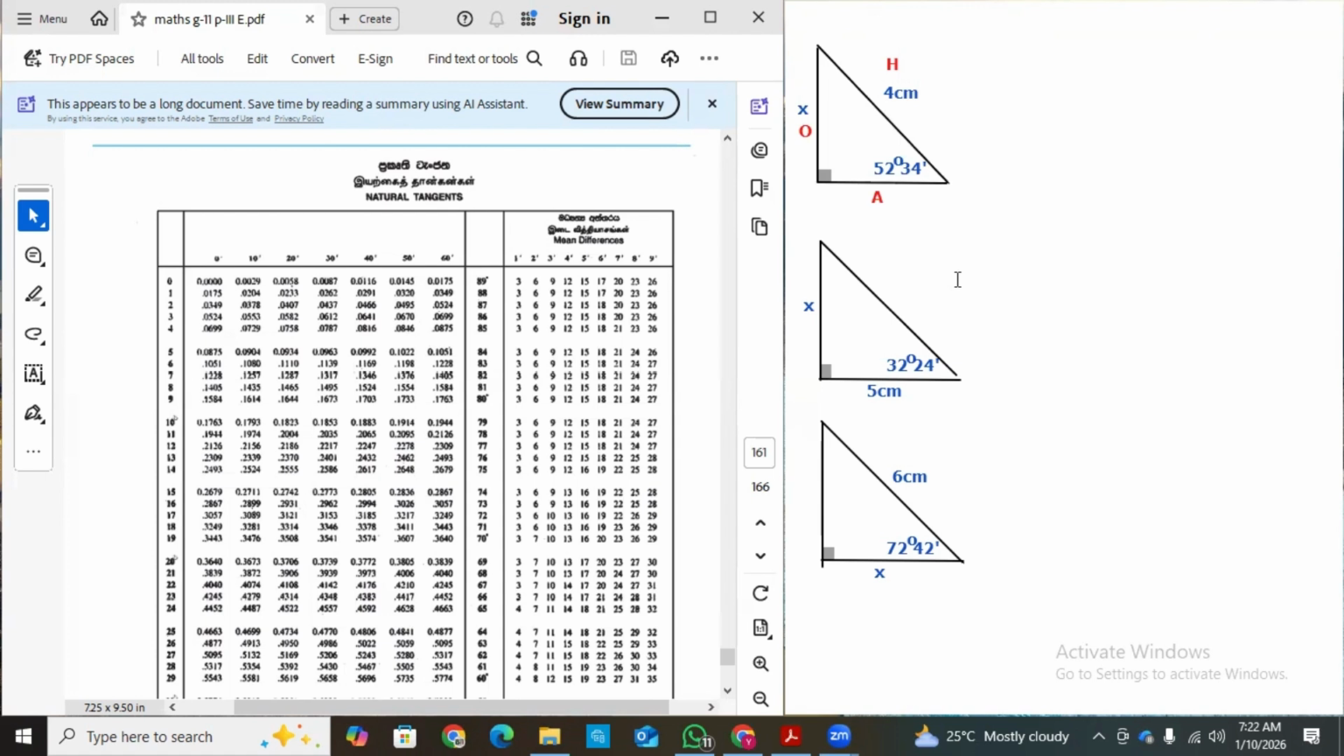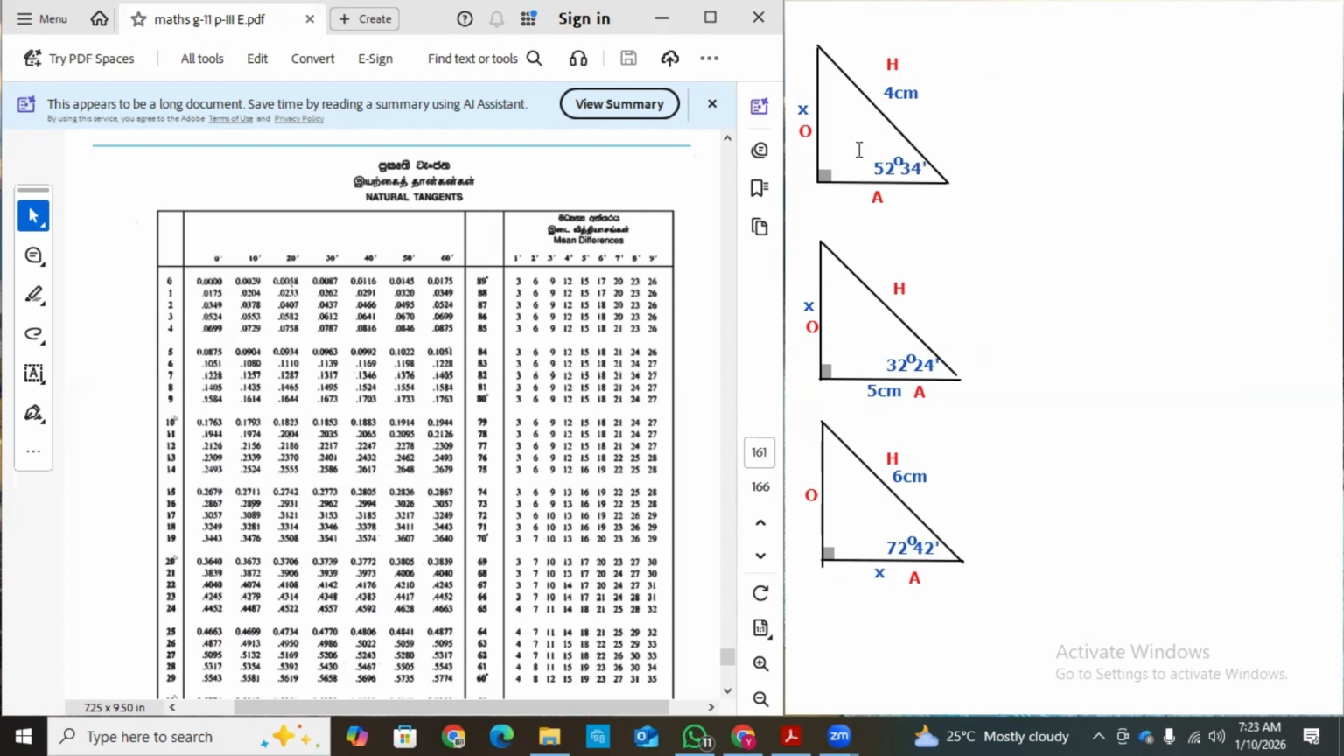Okay, done. So here also the same thing, opposite to 90 degree, hypotenuse, and opposite to the given angle, opposite. And the last one is adjacent. And here also is the same. The hypotenuse opposite to the 90 degree and opposite to the given angle is opposite, and the last one is adjacent. Always you have to name the sides first. And now we can move.